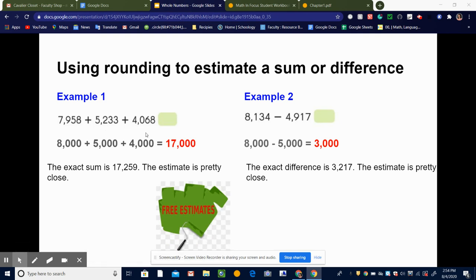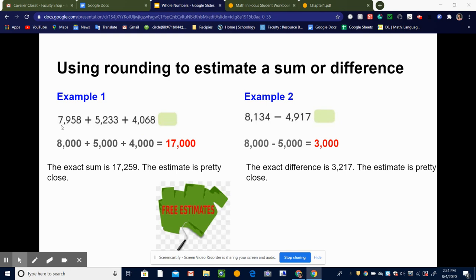I could do this with pen and paper or a calculator, but let's suppose I didn't have those things and I just wanted to get an estimate. I wanted to be able to do it in my head quickly just to get a roundabout number of what those things would be added together. So 7,958, if I were to round that to the nearest thousand, that would be 8,000.